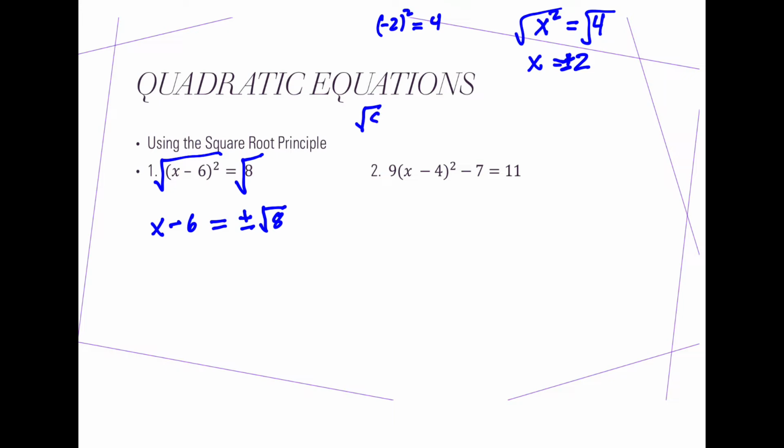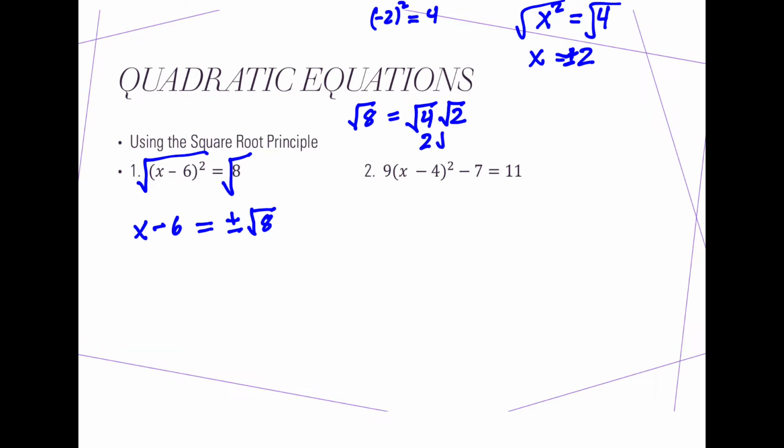The square root of 8 can be broken into, we look for perfect squares that might go into it, 4 and 2. Square root of 4 times square root of 2 is square root of 8. And 4 is a perfect square. And so that leaves me with 2 square roots of 2. So if I can, I always do want to simplify any square roots.